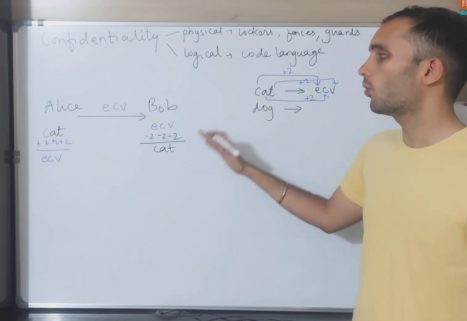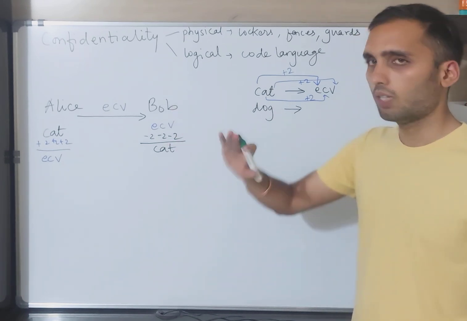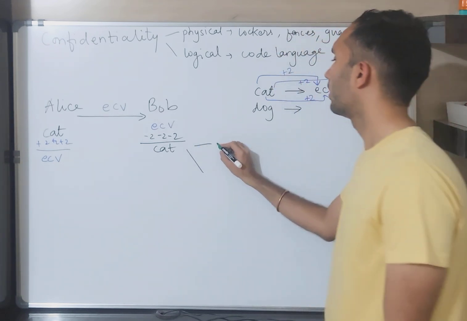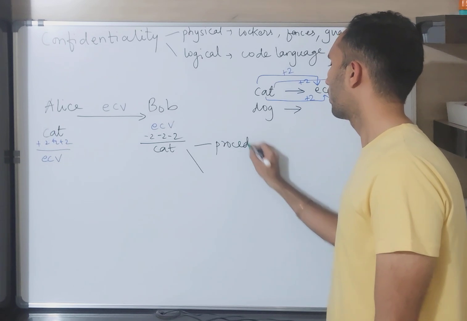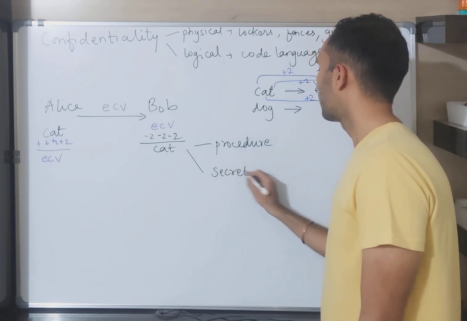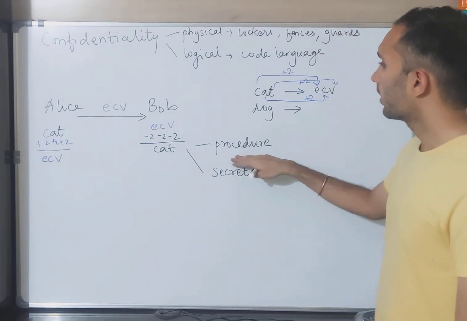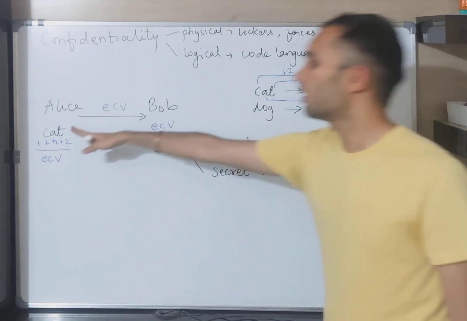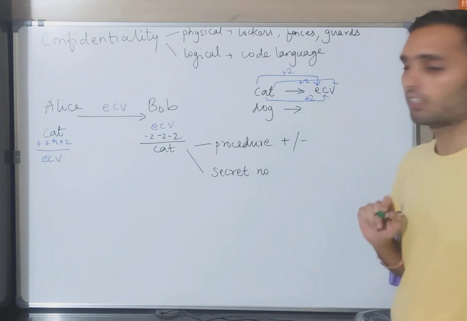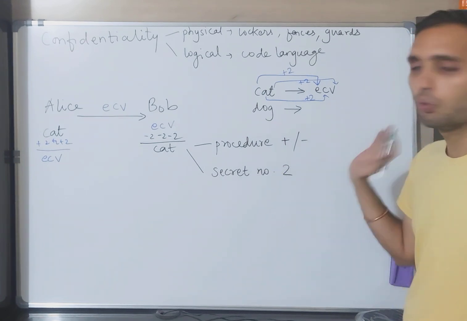Before going into analyzing this method, let me try to break this down into two very broad elements: something like a procedure, and another element which I can call a secret, or a secret number. In this case, what was the procedure? In Alice's case, it was addition, and in Bob's case, it was subtraction. And the secret number that they had established and were using was 2.